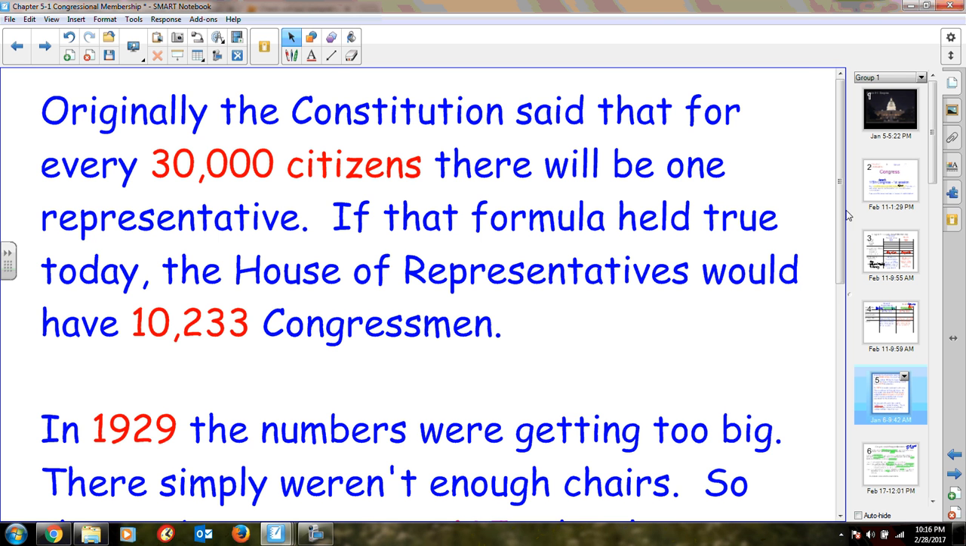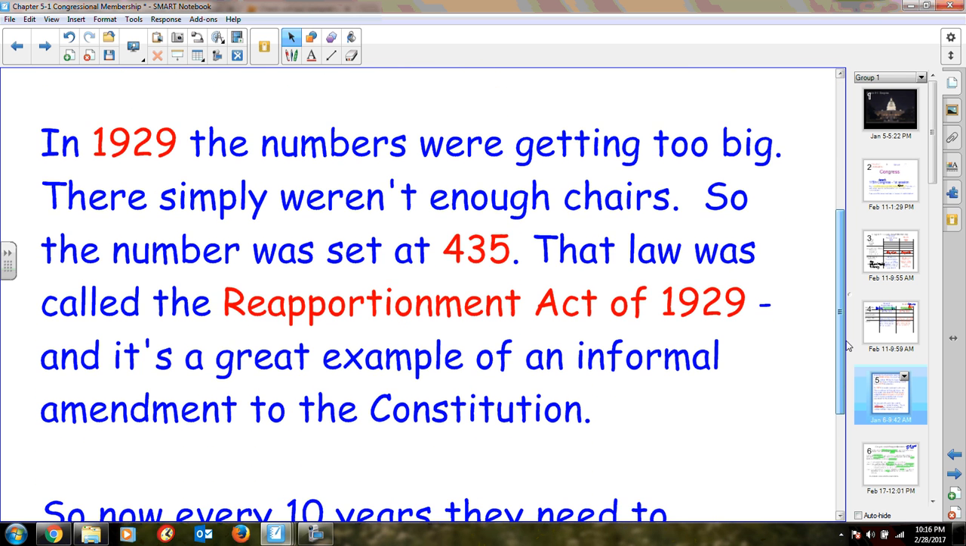So in 1929, our Congress simply started to identify the problem is that the numbers were getting too big. There simply weren't enough chairs. So they decided to set the number at 435. That law is called the Reapportionment Act of 1929, and it's a great example of informal amendment to the Constitution. So they said that the Congress, the House of Representatives, will never exceed 435. Now, this is not talking about the Senate.